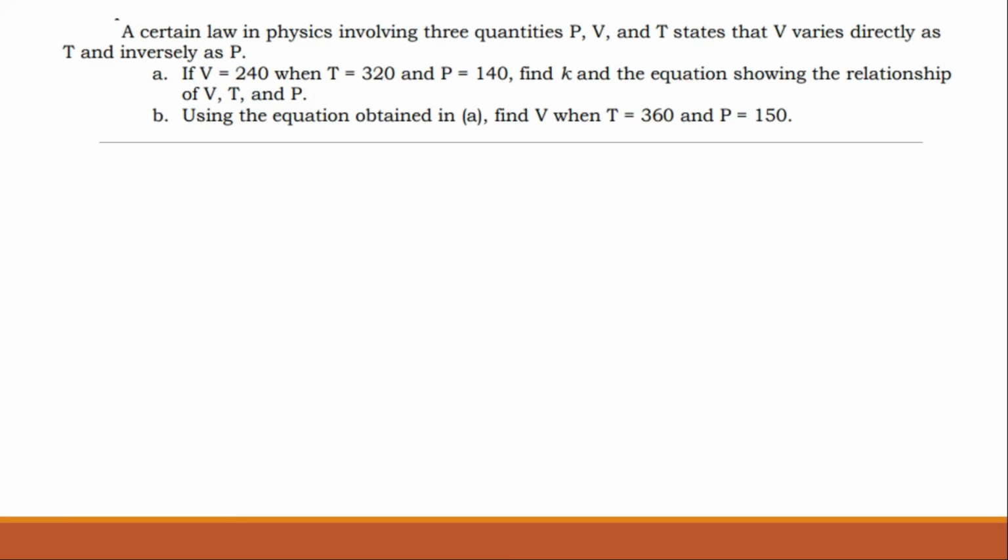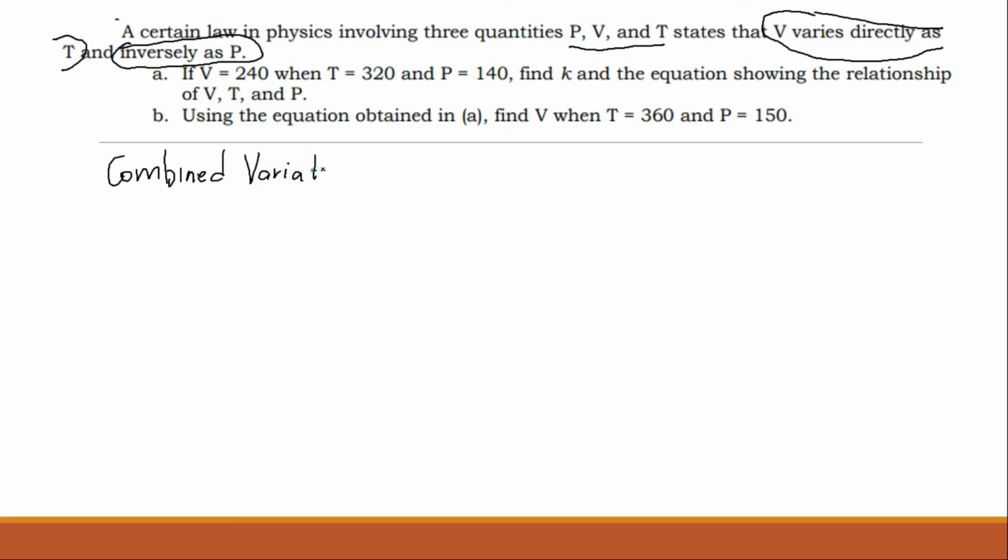Okay, dito naman tayo. A certain law in physics involving 3 quantities, P, V, and T states that V varies directly as T and inversely as P. So, ang sabi, yung V daw nag-varies directly as T. And inversely naman kay P. So, this is a combined variation. At yung pinagsasama natin na dalawang variation will be direct plus inverse.